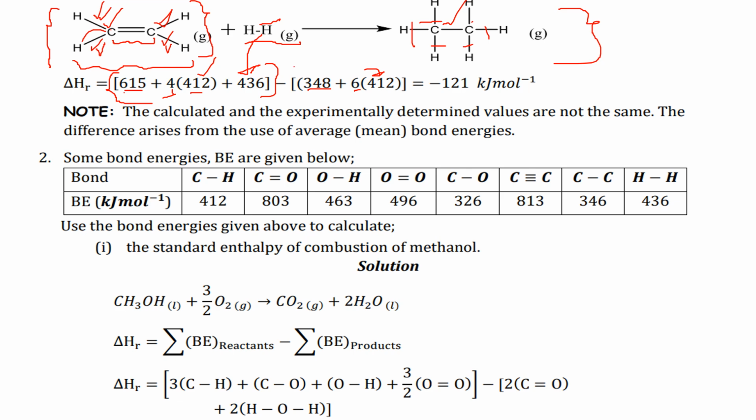So this is going to be the summation of the bond energies of the products, and this is going to be the summation of the bond energies of the reactants. Now once you put everything in the calculator, your final answer must carry a sign, which is going to be negative 121 kilojoules per mole. And this means that 121 kilojoules per mole of heat were released once we hydrogenate ethene to get ethane.